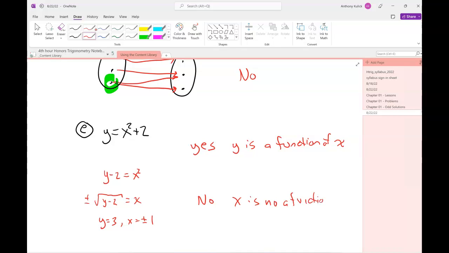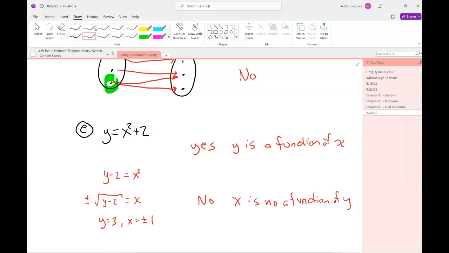So x would not be a function of y. It depends here on which one we're talking about as the independent variable and which one is the dependent variable. What's our domain set and what's our range set? Everybody's okay with that? So we do have to be specific here.